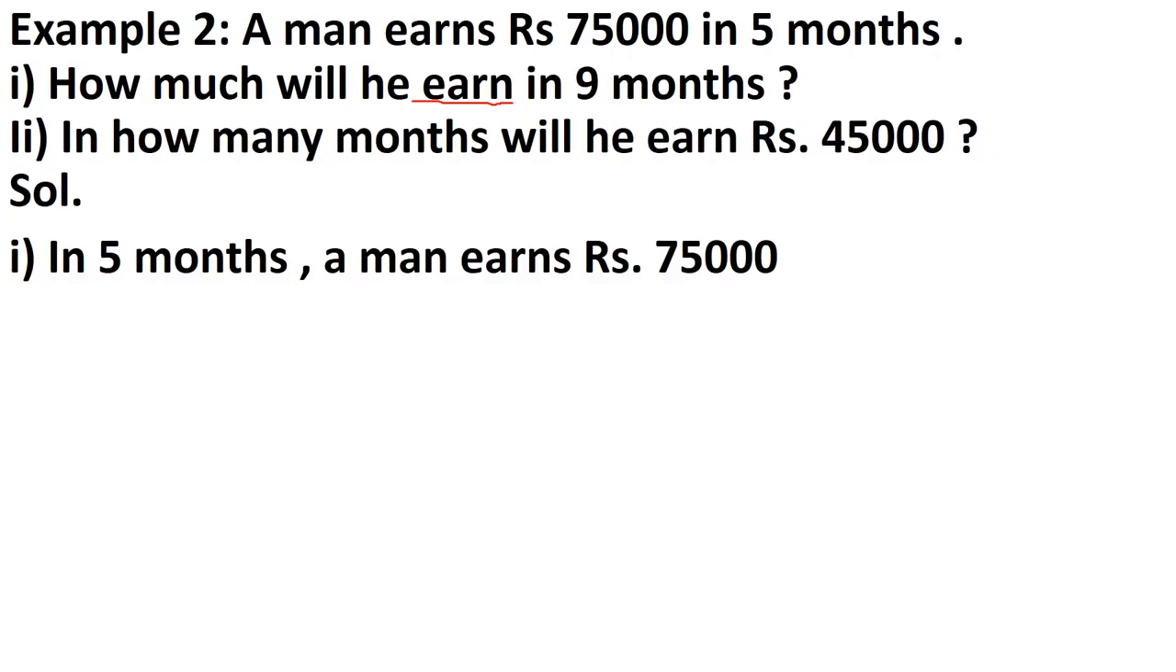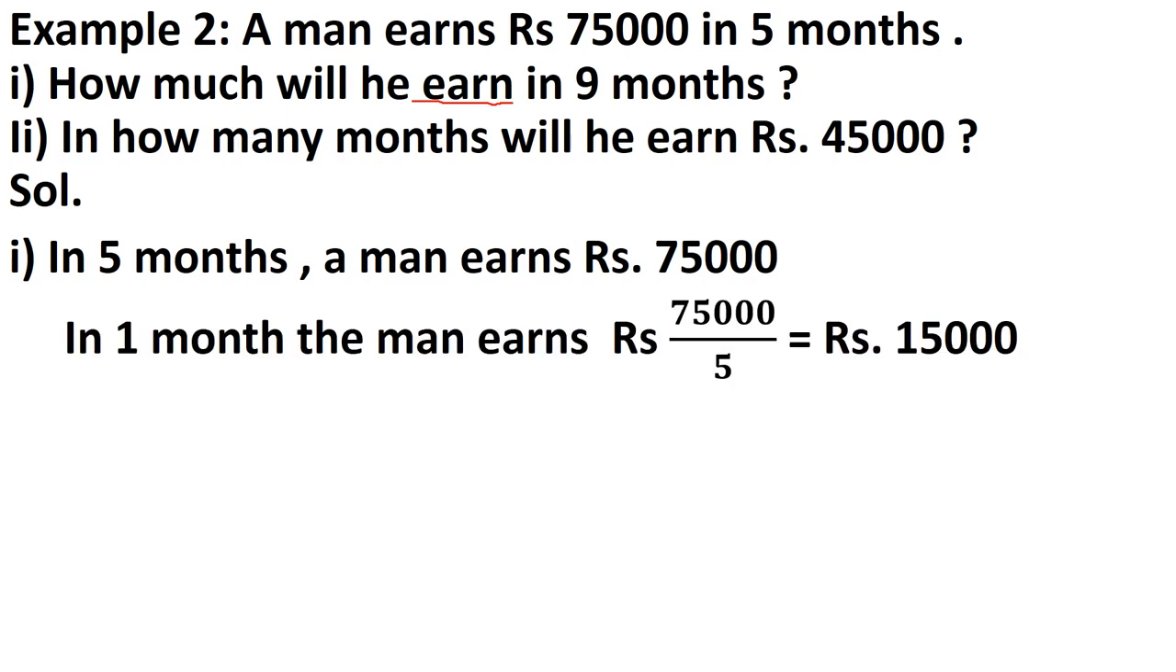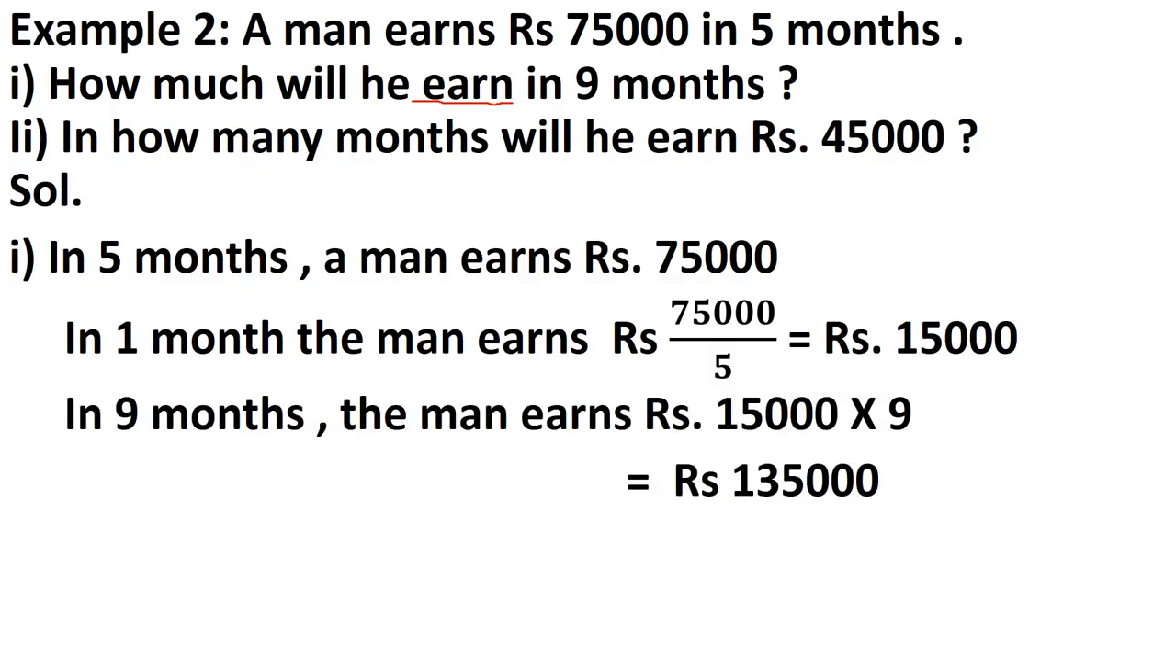So, in 5 months, a man earned rupees 75,000. Now, find out the earning of 1 month. This is the unitary method. In 1 month, a man earned rupees 75,000 by 5. Because when more than 1 is given and we find out the 1, then we always divide. So 75,000 divided by 5 is rupees 15,000.